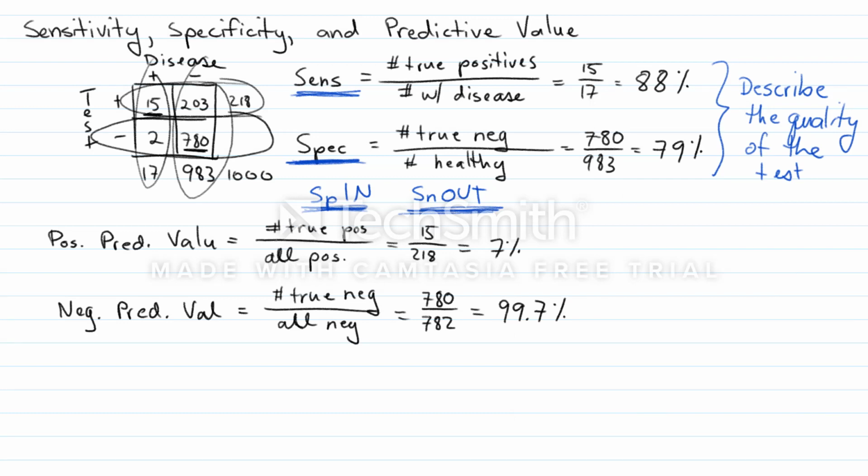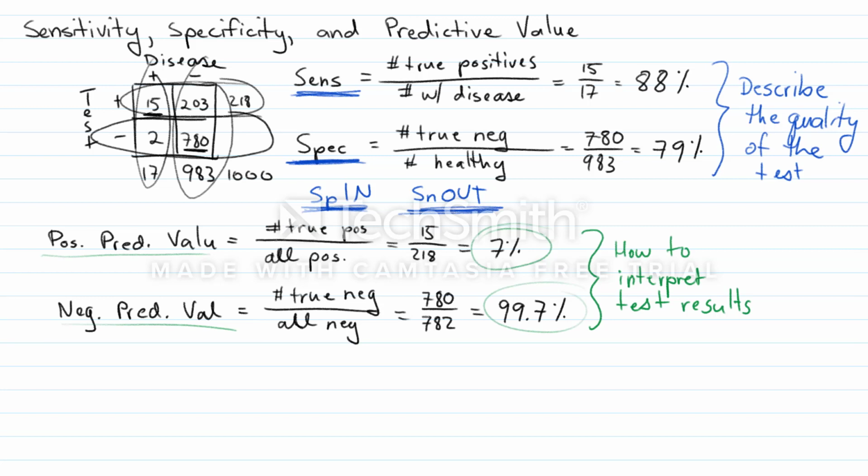99.7%. So what the predictive values tell you, it's not so much something inherent to the test, these predictive values tell you how to interpret the test results. So what they say is, for instance, let's look at positive predictive value. If you get a positive test, the chance that that's a true positive test is only 7%. On the other hand, if you get a negative test, the chance that it's a true negative is very high.